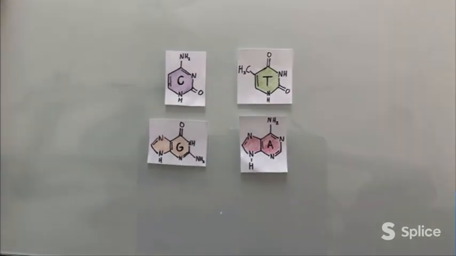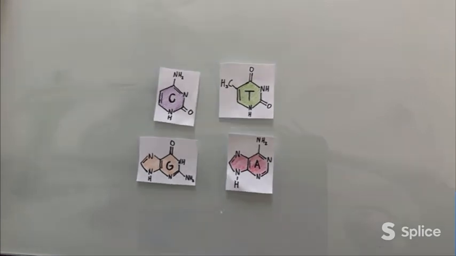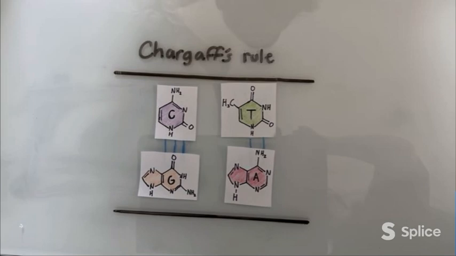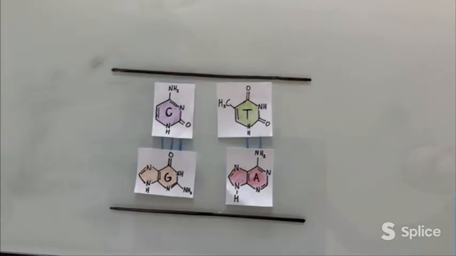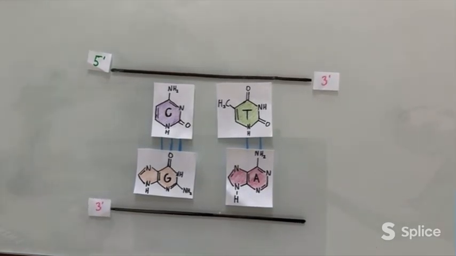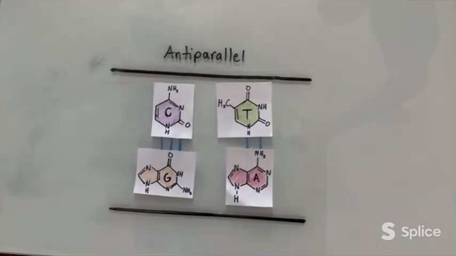Adenine always pairs with thymine, and cytosine always pairs with guanine. This is called Chargaff's rule. Guanine and cytosine always have triple hydrogen bonds, and adenine and thymine always have double hydrogen bonds. Overall, the DNA strands run opposite to each other. There's a 5' and 3' end for each strand, and they run anti-parallel to each other. This results in a double helix shape.